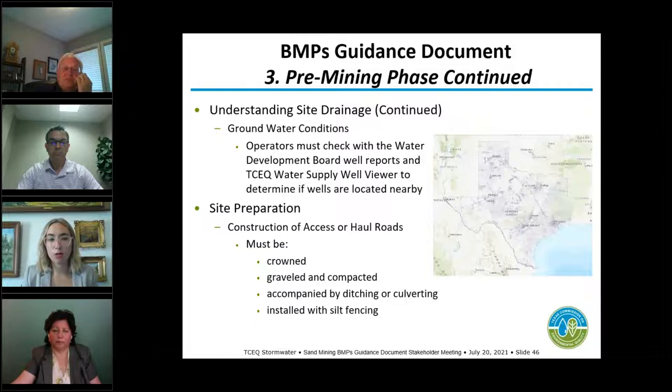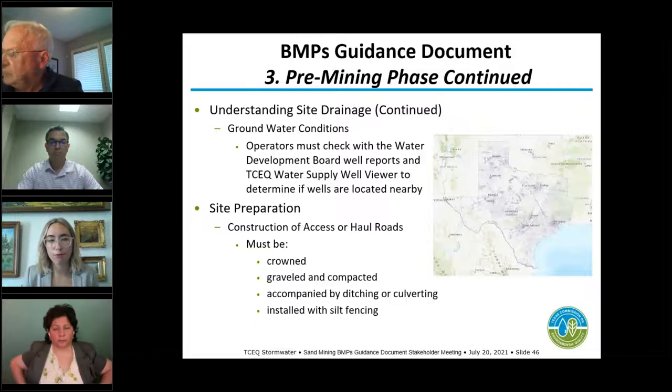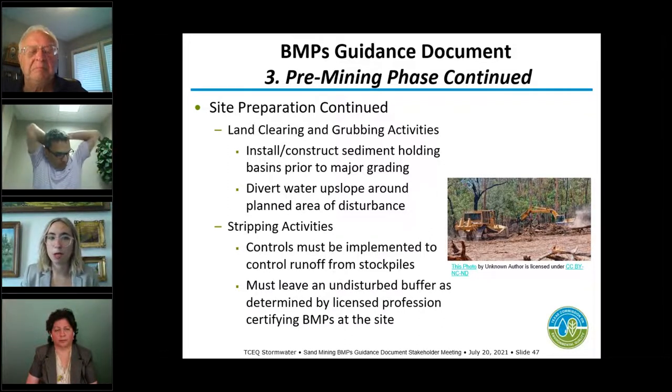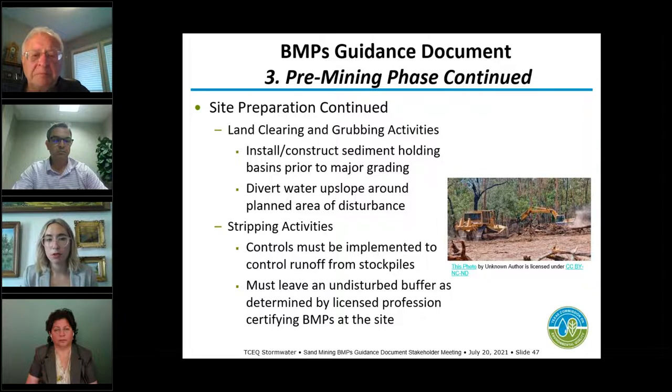Do they need to construct access or haul roads? Those roads will need to be crowned, graveled, and compacted, and include ditching and culverting and silt fencing to protect pollutant runoff from those areas. They'll also need to perform some land clearing and grubbing. And as part of that, they might be installing or constructing sediment basins before they do any major grading. They want to divert water upslope around the planned areas of disturbance, any stripping activities, if there are going to be stockpiles, you want to implement controls around those to regulate runoff from that area of the site, and leaving an undisturbed buffer, you know, as appropriately determined by that licensed professional engineer who's certifying the BMPs at the site.